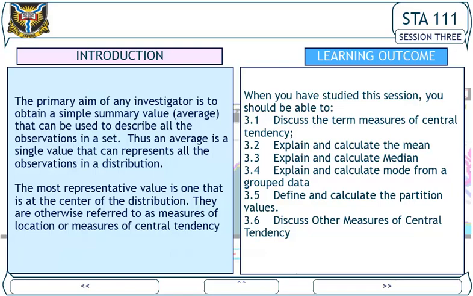Learning outcomes for study section 3. When you have studied this session, you should be able to discuss the types of measures of central tendency. Explain and calculate the mean. Explain and calculate the median. Explain and calculate the mode from grouped data. Define and calculate the partition values. Discuss other measures of central tendency.